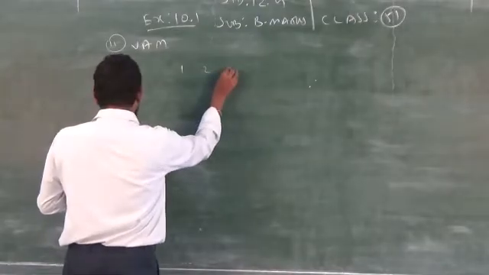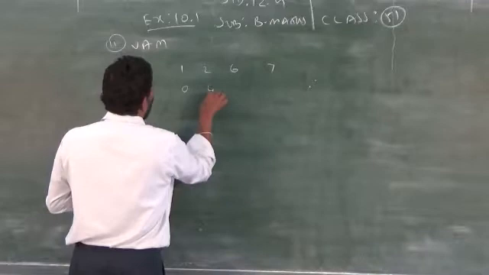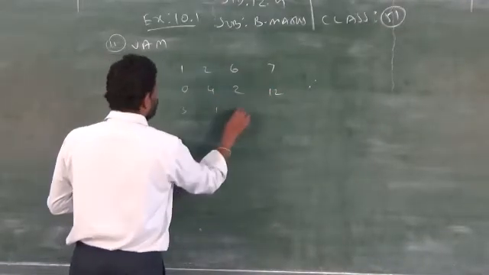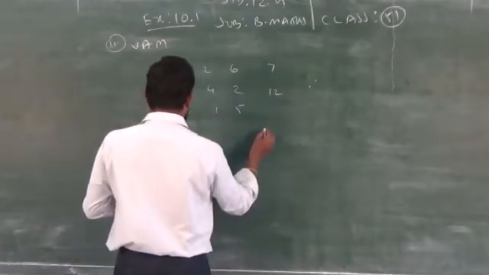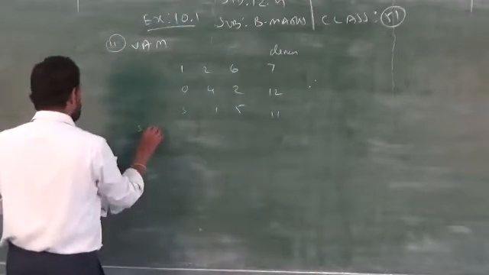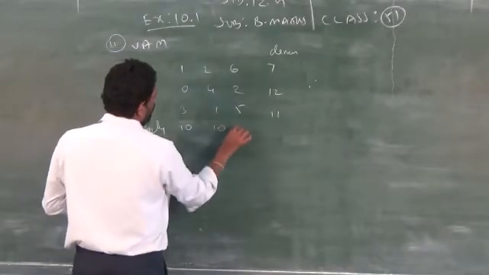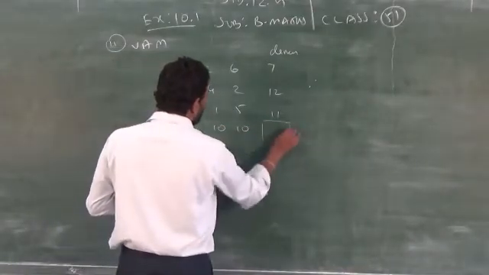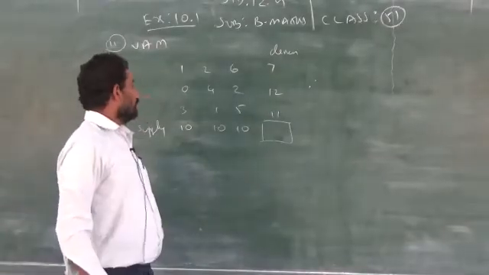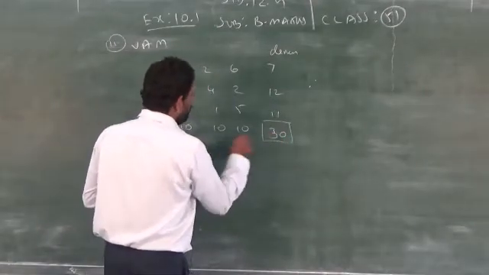So 1, 2, 6, 7. The next one 0, 4, 2, 12. Then 3, 1, 5, demand is 11. So, this is demand, and here will come supply. What is our supply? 10, 10, 10. So, you must add. Only when both totals are the same will the feasible solution exist, otherwise it does not exist, that you know very well. So, add: 30, 30.